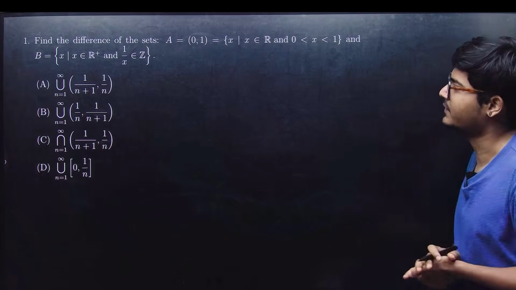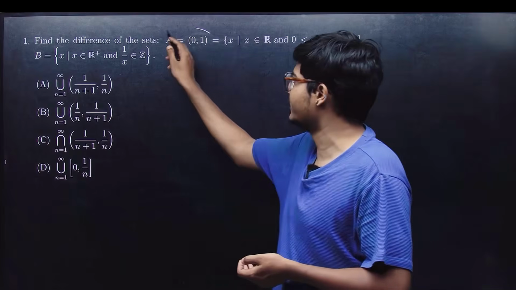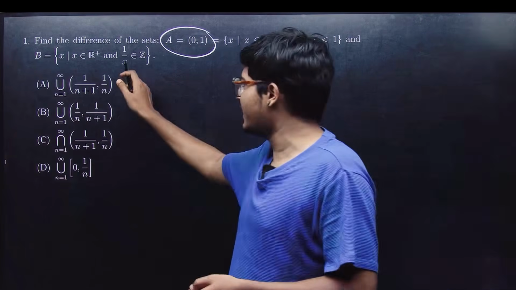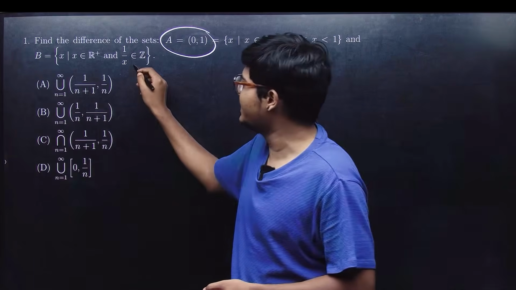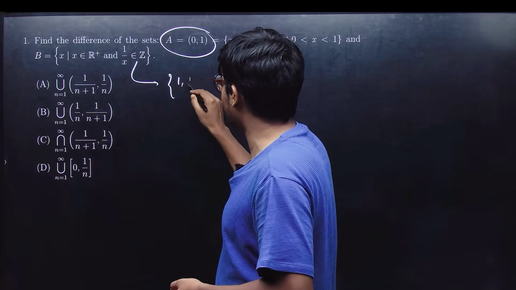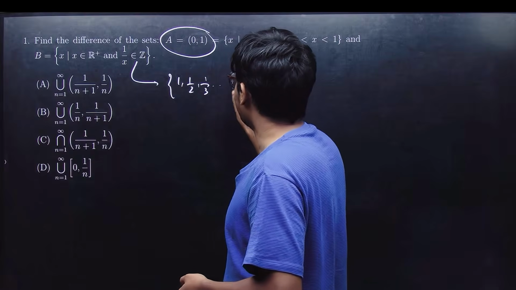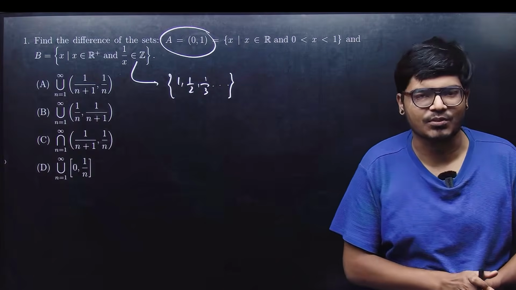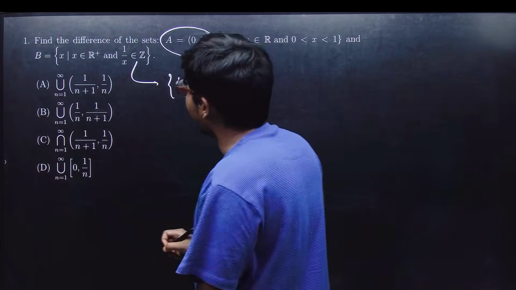So the first question is find the difference of the two sets. The first one is nothing but the interval, open (0, 1). And the second set is all those numbers x such that 1/x is an integer, right? So what is our set B? Our set B is nothing but 1, 1/2, 1/3, and so on and so forth, right? So when you take the set difference of this, you want all numbers in (0, 1) except the points which are reciprocals of integers, right? Okay. So now let's look at the options.